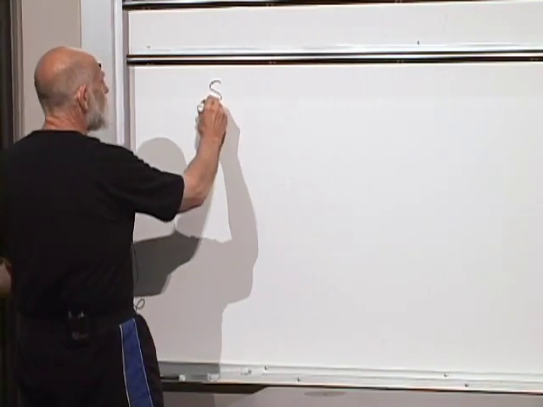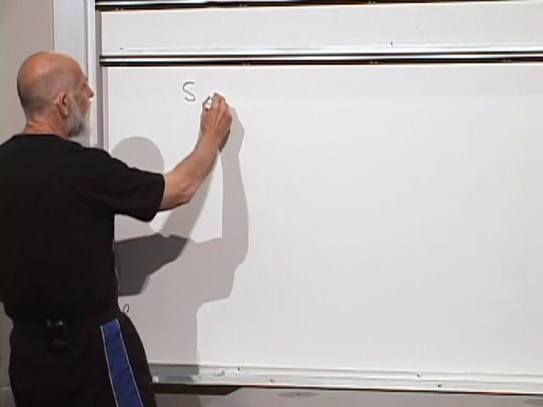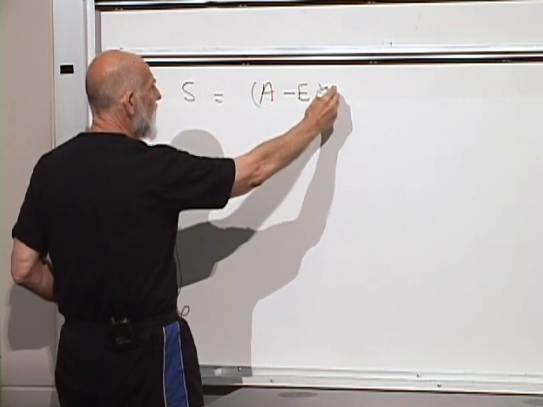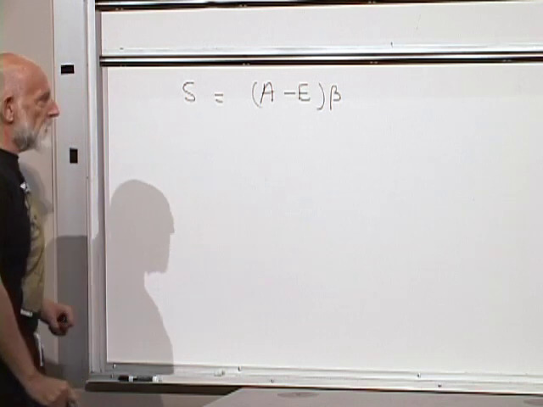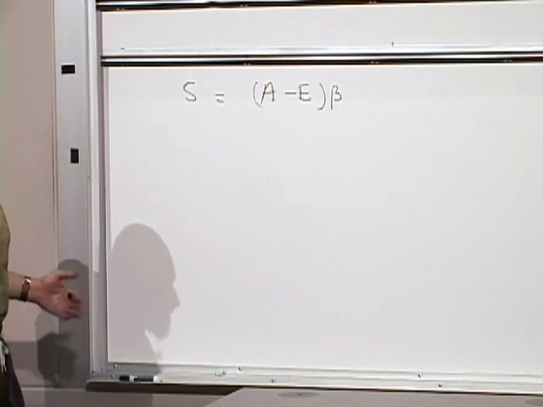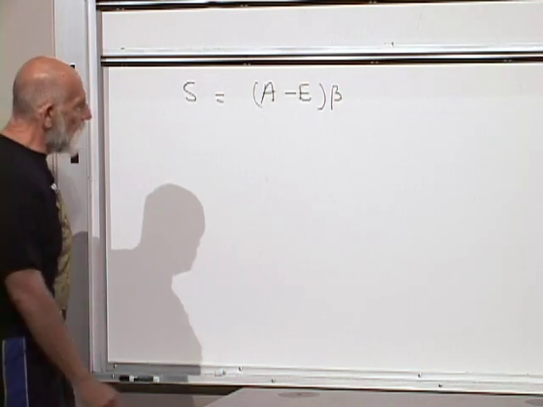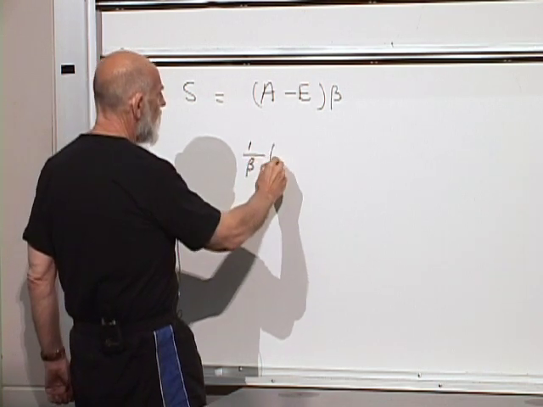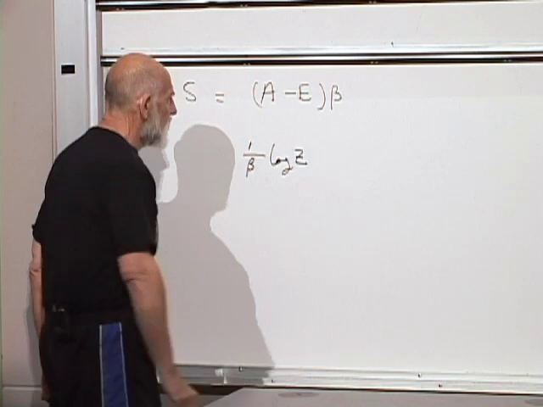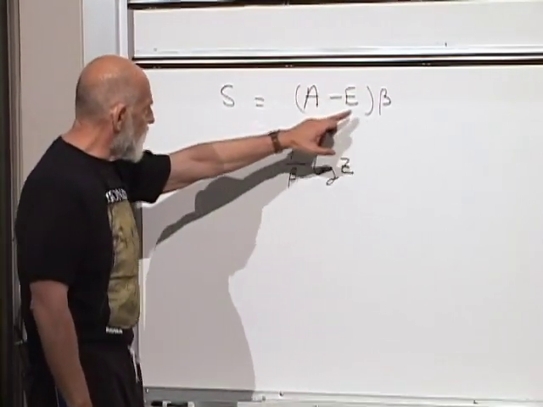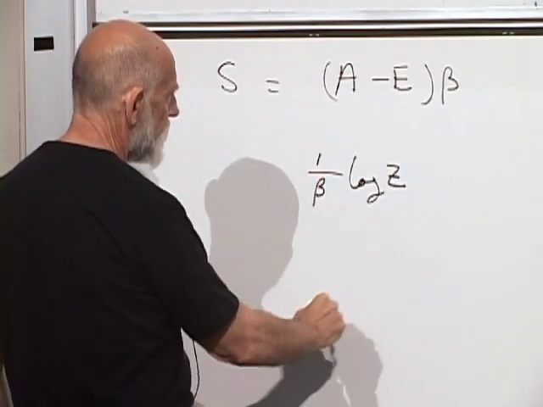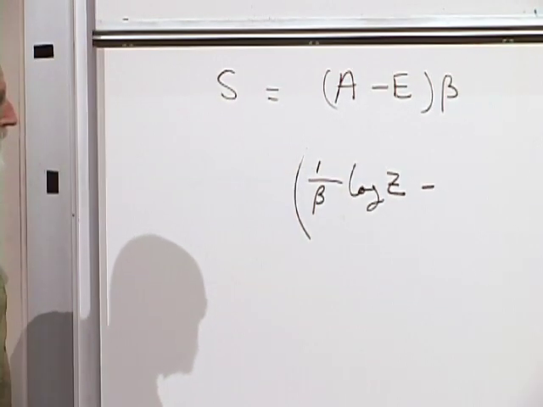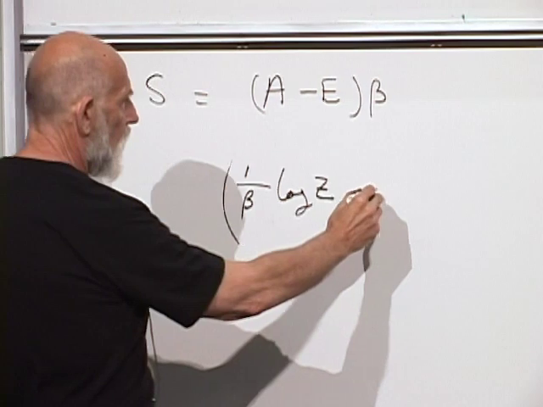Let's see, there's a formula for the entropy in terms of, I think it's A minus E, and then there must be a beta. Yep, I think that's right. All right, so let's calculate that and see what kind of nasty thing we get. First of all, A is 1 over beta log z. That's easy if I know the partition function. In other words, beta times A just gives me log z. Minus, now what's E in terms of log z? The derivative of log z.